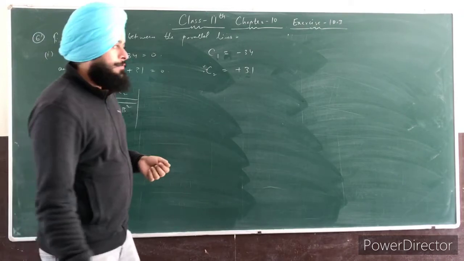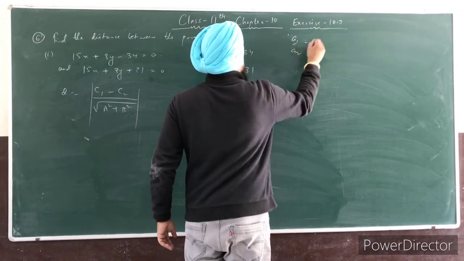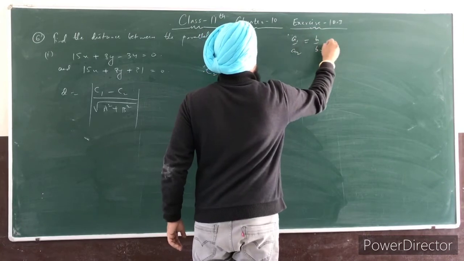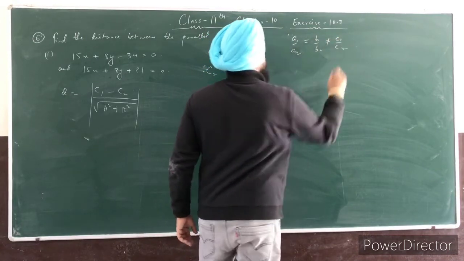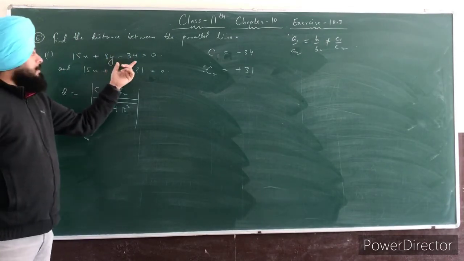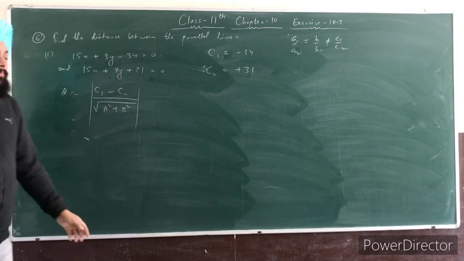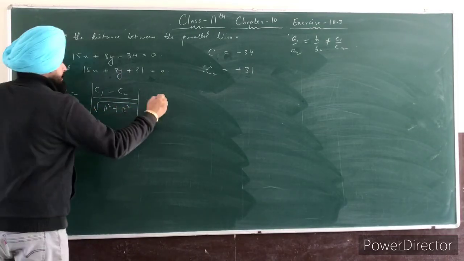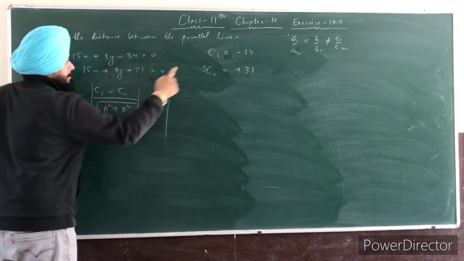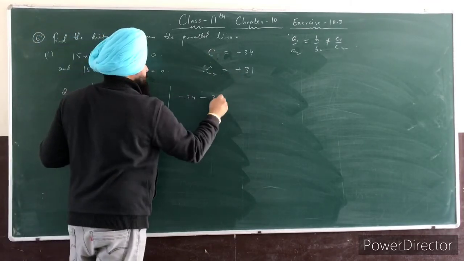We know that the condition for parallel lines is A1/A2 = B1/B2 is not equal to C1/C2. So from the first equation C1 is -34 and C2 is 31. Now put the values in this formula C1 minus C2: C1 is -34 minus C2, C2 is 31.